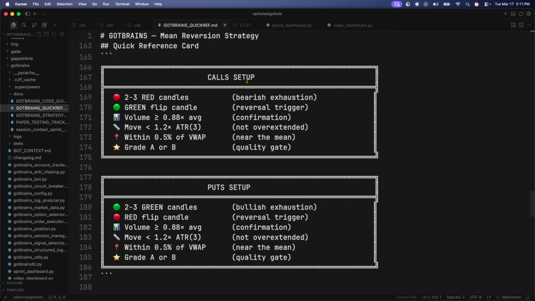So for the call setup, we're looking for 2 or 3 red candles in a row. And then once we have that, the next candle, that fourth candle, has to be a flip, right? So it's going to be a green candle. We're also looking for volume, making sure that the move isn't exhausted, and that it's within the VWAP, right? And we're only taking A and B grade trades, and the same thing for puts, just the inverse, right?